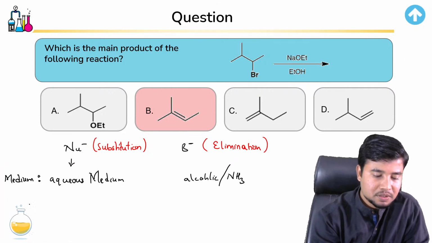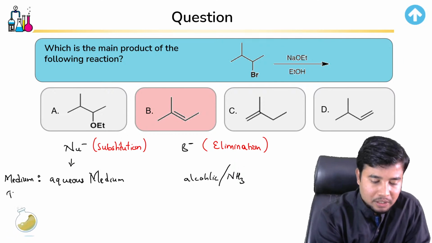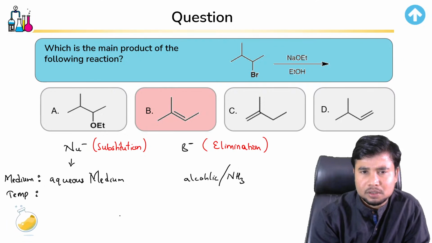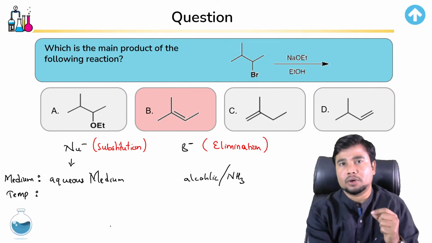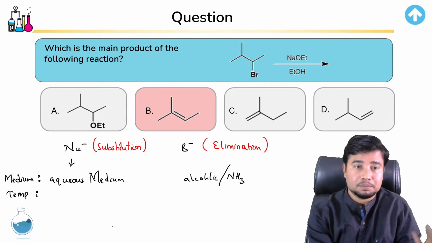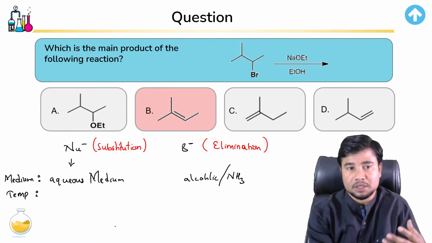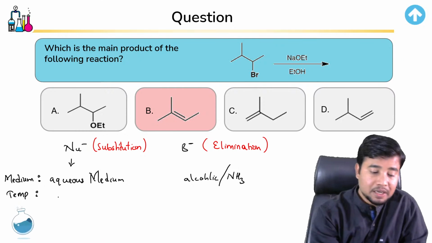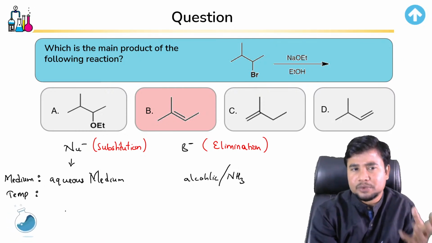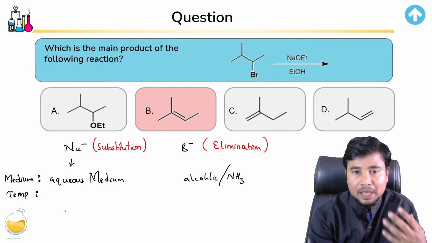After the medium, there is something else that would also help us tell which one would be the major product. Will it be the elimination product that is going to be major, or the substitution product? The temperature, as I already told you, higher temperature prefers the reaction to have elimination.